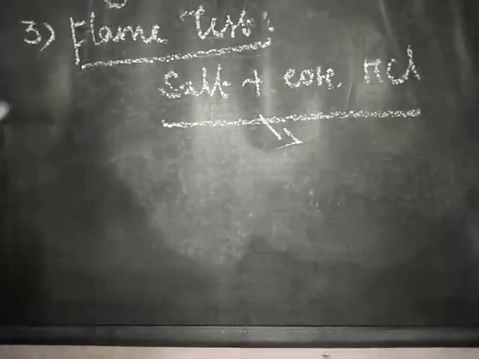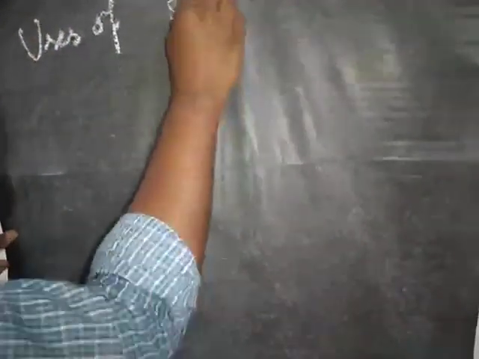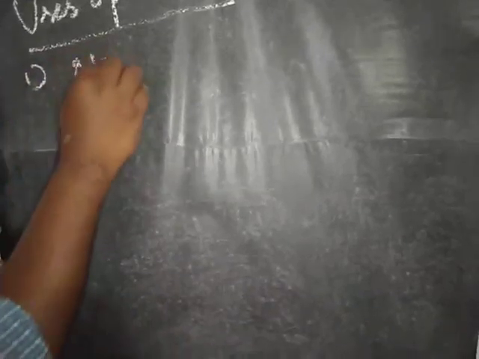Next one, uses of salt. This is the last topic of today's class. Often they ask this question from the examination point of view. First one, sodium chloride, NaCl. What are the uses of sodium chloride? It is used in our daily food and used as a preservative.